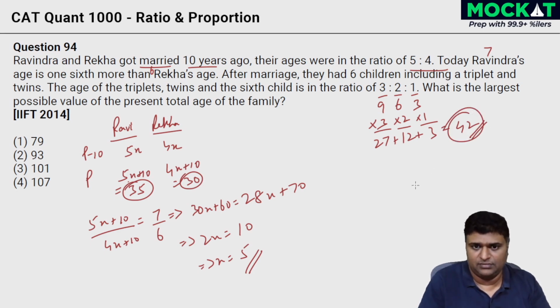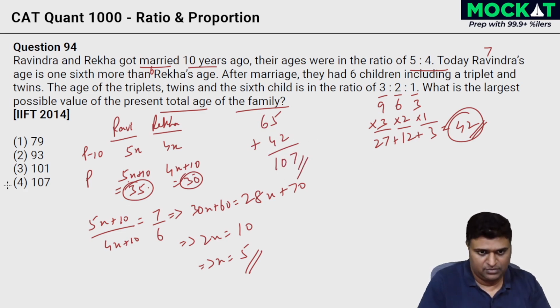So what's the present total age of the family? 35 plus 30, Ravi and Rekha's ages, come to 65, plus 42, the sum of ages of the children, maximum possible, and the total comes to 107. Option 4 therefore becomes the answer here.